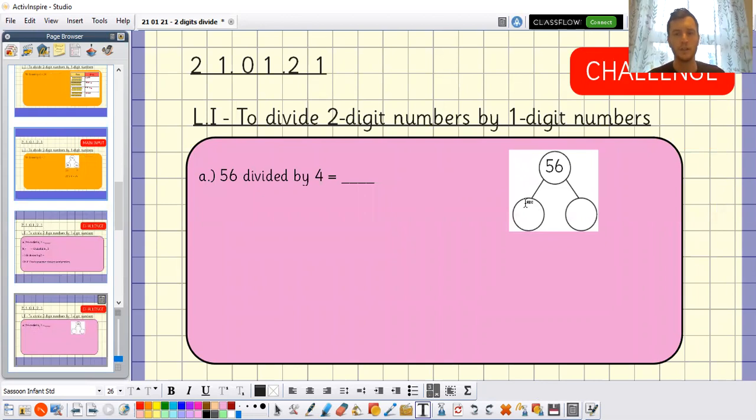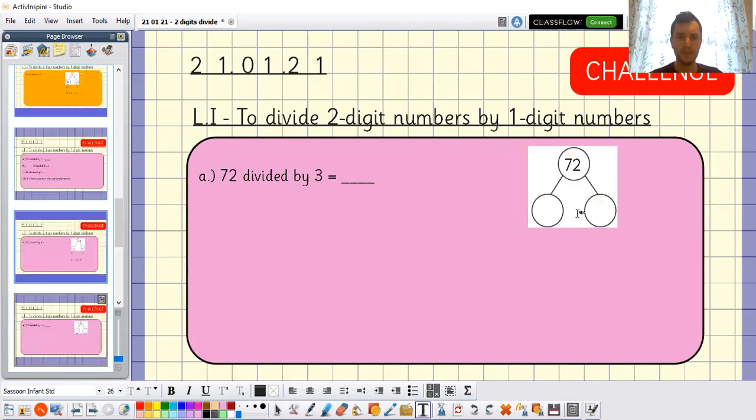So 56 divided by 4. Now I'm not going to split that into 50 and 6 because that won't be numbers that divide by 4. So I'm going to put 40 in here because I know 40 does divide by 4. If that one's 40, that one's going to have to be 16. 40 divided by 4 is 10. 16 divided by 4 is 4. 10 plus 4 equals 14.